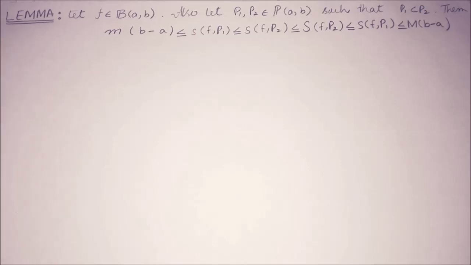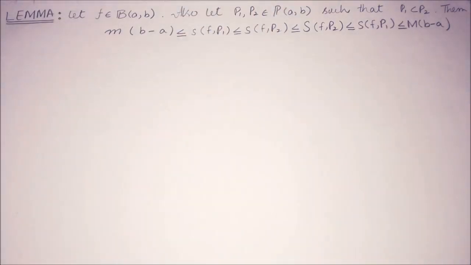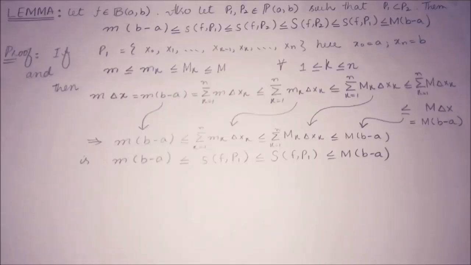This is the lemma that we have started: if we have a bounded function on the interval a, b, and we have a partition p1 and a second partition p2 from the set of partitions P such that p1 is a subset of p2, then this will be the relation that is the target. And we proved in the previous video the relation of the supremum and infimum of a certain partition with the supremum and infimum of the function in the interval a, b.